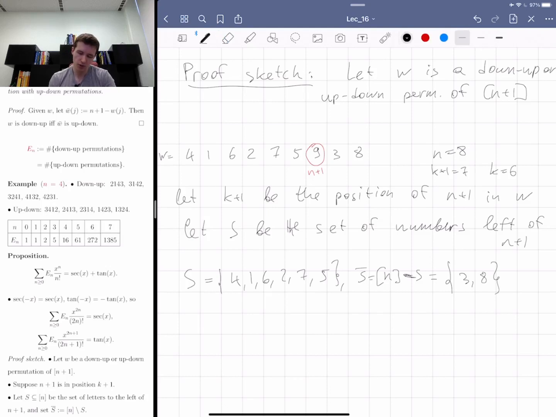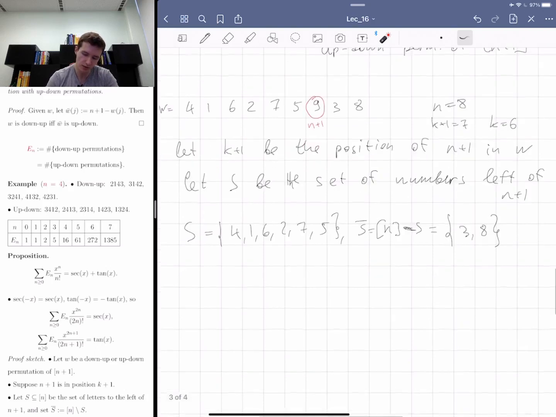Okay, so what I want to say is that W is split into two permutations, and I don't know whether the first one is down-up or up-down, but I know that the last one is going to be up-down, I think. Yeah.